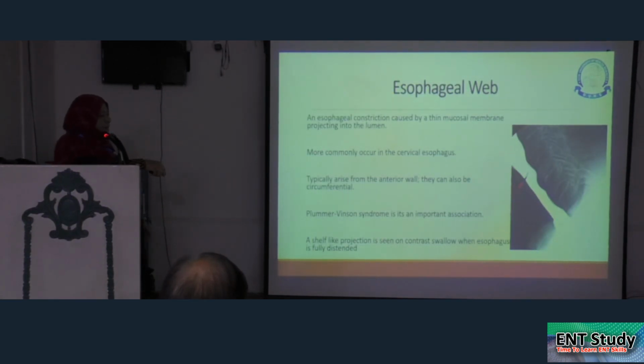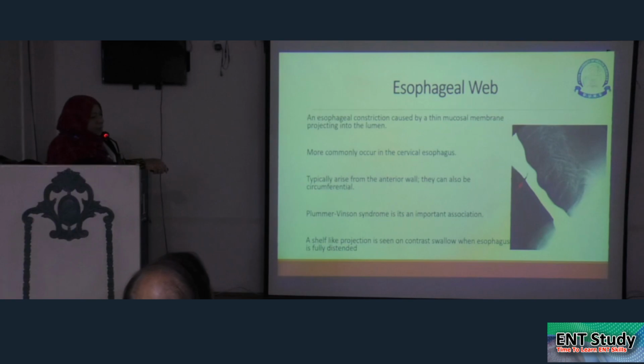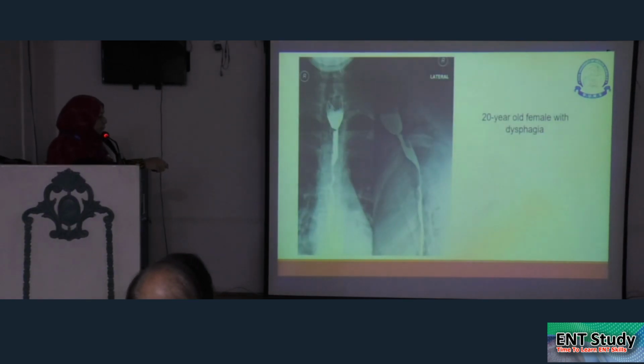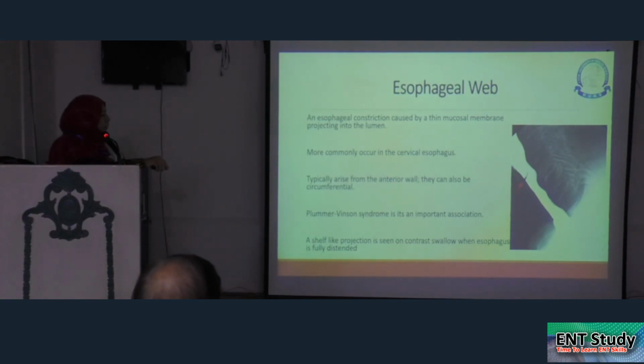Then some cases on the barium study also, the upper GI. The esophageal web is a constriction. Esophageal web is a constriction caused by a thin mucosal membrane projecting into the lumen. They are most commonly seen in the cervical esophagus and usually they arise from the anterior wall of the esophagus, not the posterior wall. And they can be circumferential. The Plummer-Vinson syndrome is an important association.